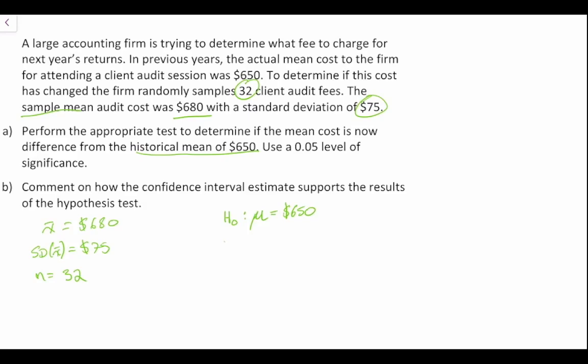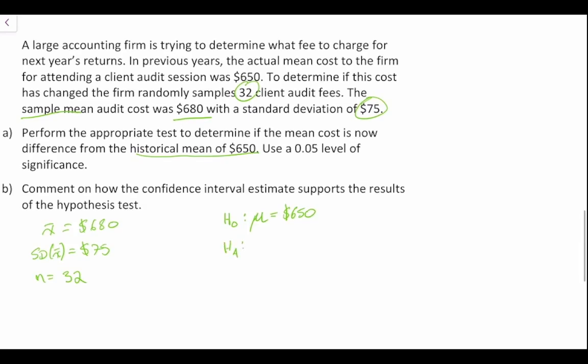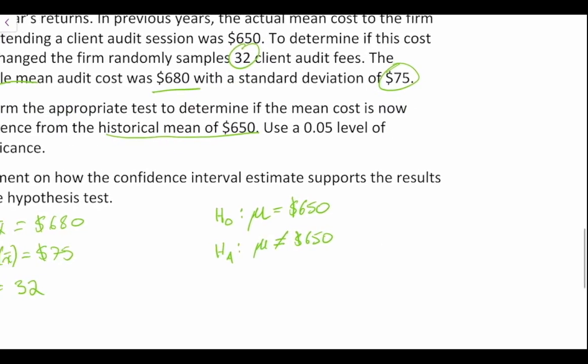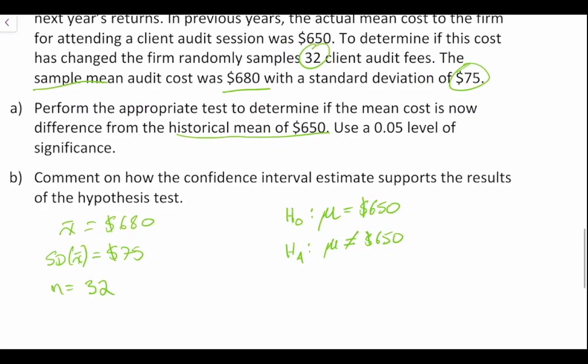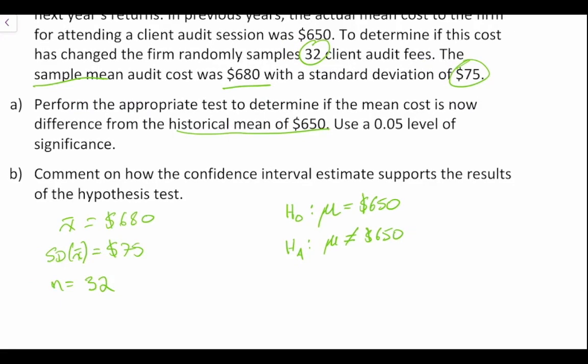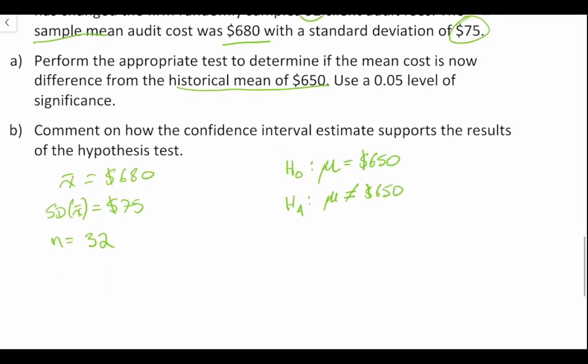Our alternative hypothesis, our HA, is simply going to say that the mean does not equal $650. It might be more, it might be less. We don't know. All we're saying is that our alternative hypothesis is that the mean does not equal $650. Make that a little bit bigger for you, just like that. Okay, so now we can go and do our t-test.